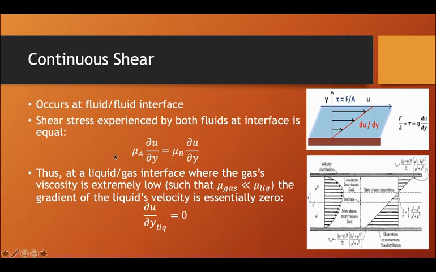So taken for the specific case of a liquid-gas interface, where the gas's viscosity is going to be really low, this boundary condition can tell us that the velocity gradient of the liquid will be zero at the interface. We can see that up here, because if one of these viscosities is really low, the only way that this equation is going to work out mathematically is if the velocity gradient of the other is really low. And so we can just say that it's zero for the velocity gradient of the liquid at that liquid-gas interface.